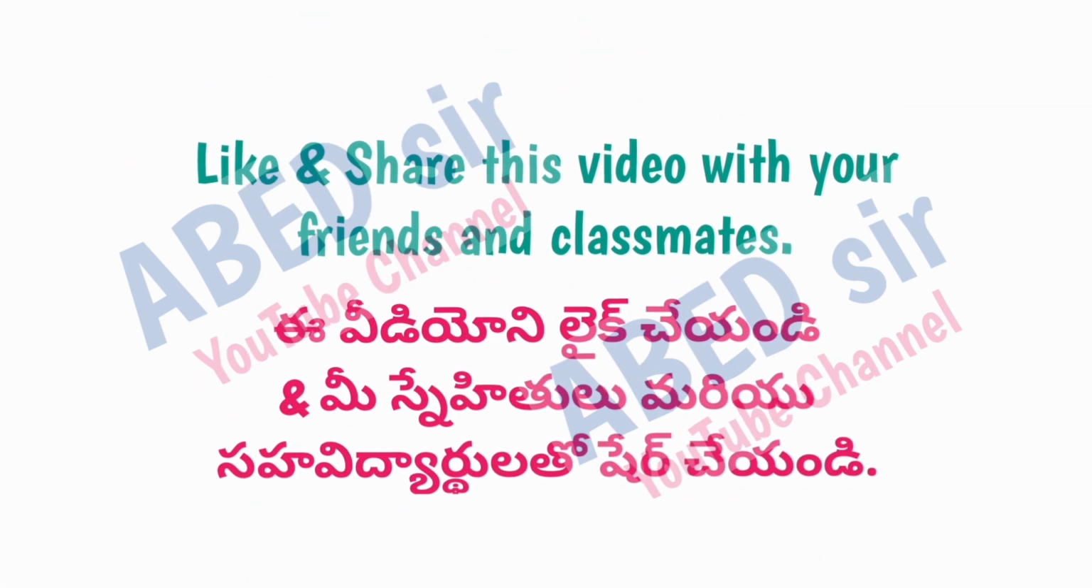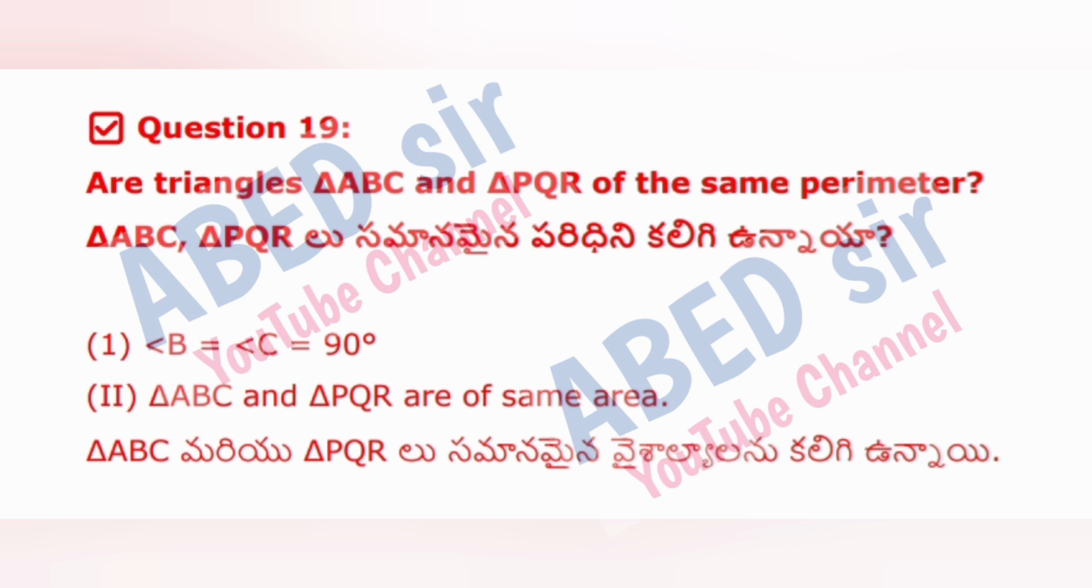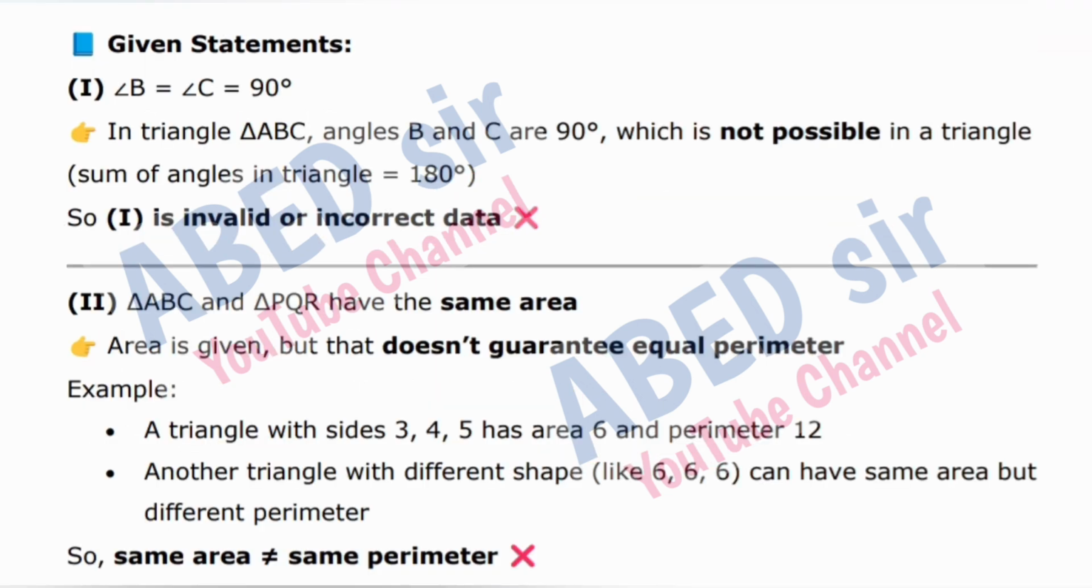Next question 19. Are triangles ABC and PQR of the same perimeter? 1. B is equal to C is equal to 90 degrees. 2. ABC and PQR are of the same area. Given statements. 1. B is equal to C is equal to 90 degrees. In triangle ABC, angles B and C are 90 degrees, which is not possible in a triangle. Sum of angles in a triangle is equal to 180 degrees. So, 1 is invalid or incorrect data.